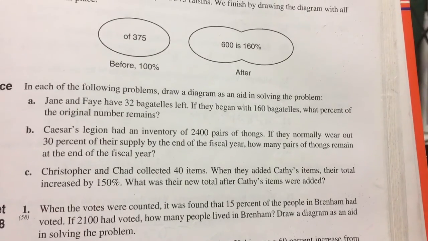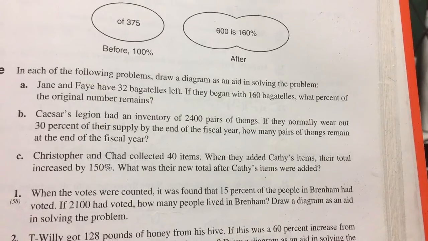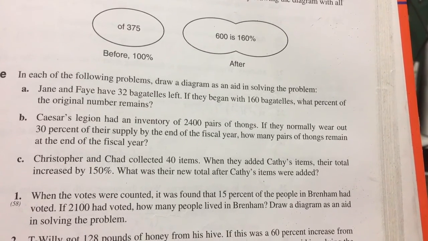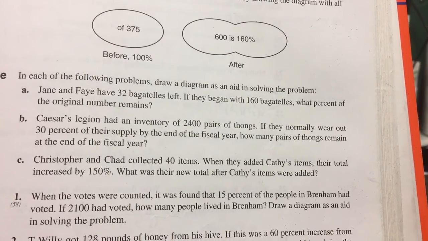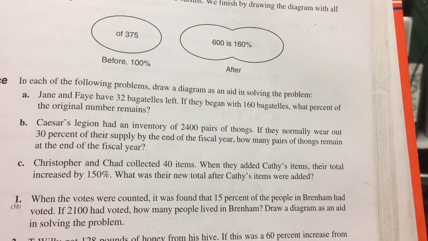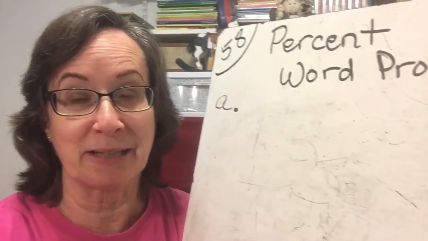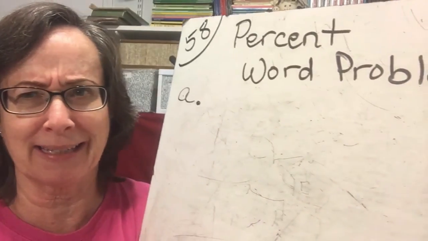Okay, so now I want to read this one to you. Jane and Faye have 36 bagatelles left. If they began with 160 bagatelles, what percent of the original number remains? One of the things I like about Saxon math is the funny names, bagatelles.